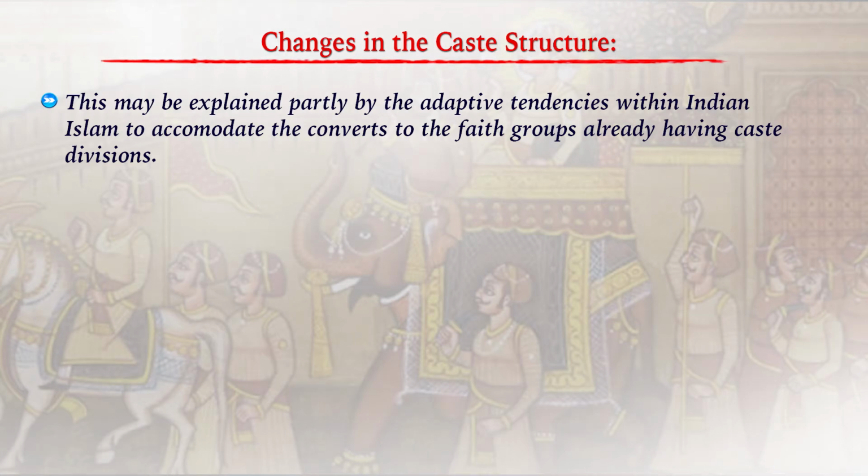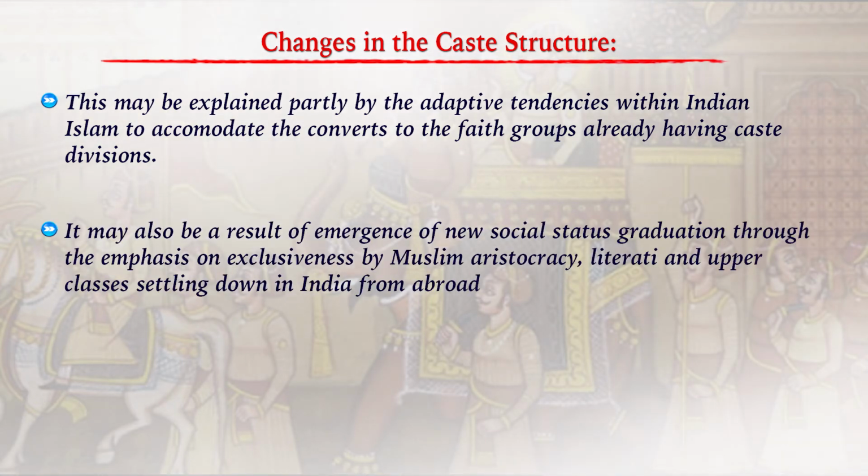This was primarily due to the adaptive tendencies within Indian Islam to accommodate the converts of the faith groups, which were having already caste divisions. So it led to a new social change, which was based on a class structure, which was basically managed by the upper class who had settled down in India from abroad.